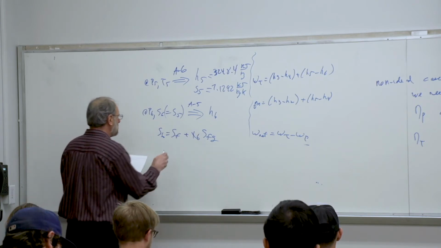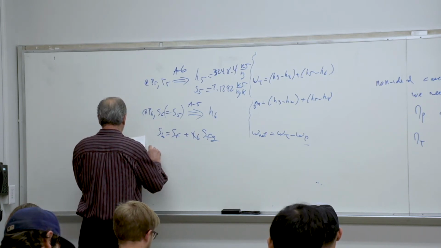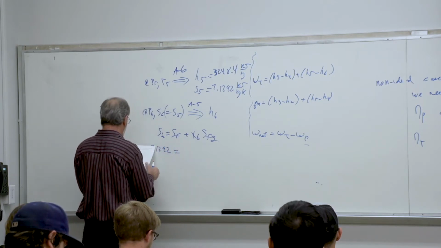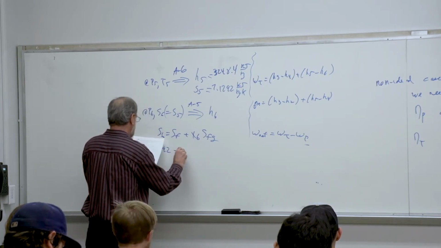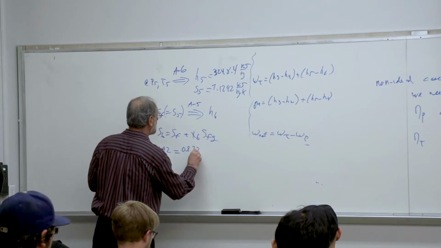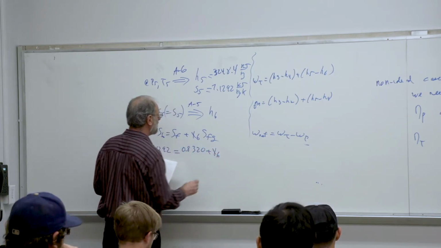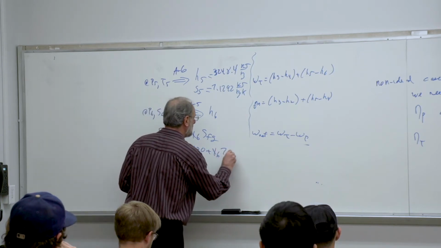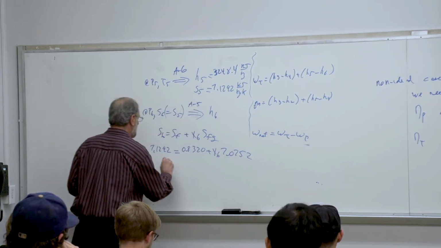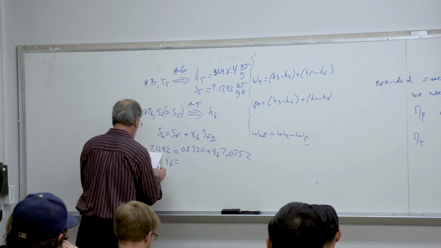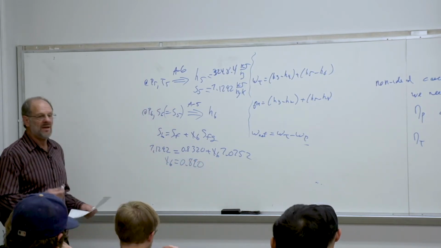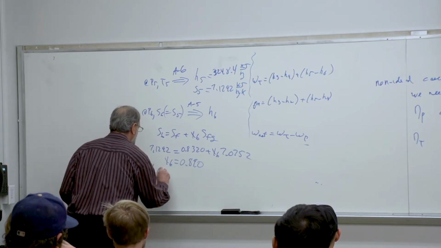So just plugging in the numbers, S6 we know, 7.1292. SF is 0.8320. SFG is 7.0752. And this allows us to find the quality, and it's 0.890. And then we use it to find enthalpy.